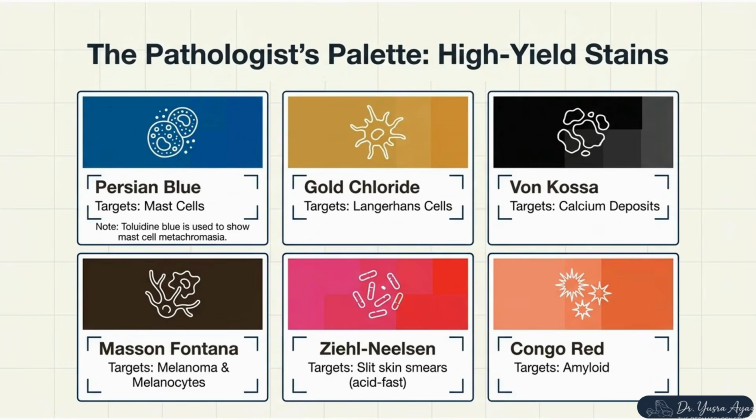Now let's move to the stain laboratory, where colors become diagnoses. Each stain highlights a different pathological target. Pathologists use these high-yield stains to identify key cellular and structural elements.